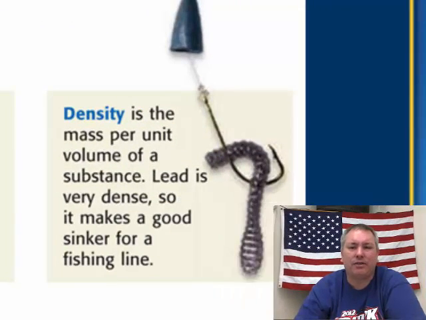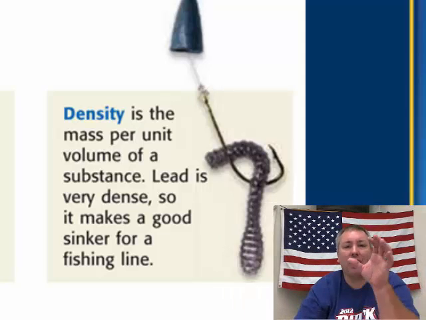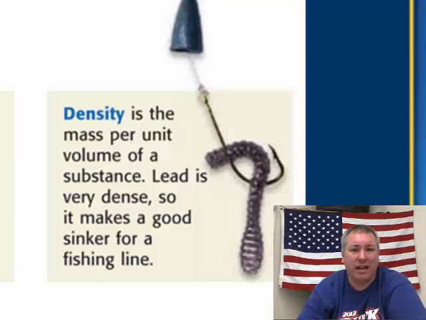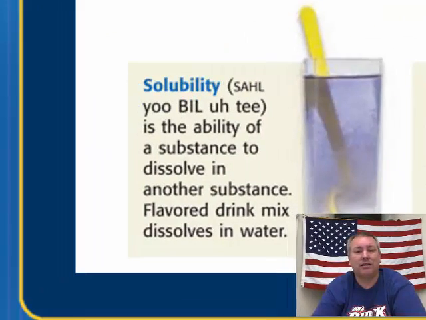Density is the mass per unit volume of a substance. In other words, how much mass is in that particular substance. Lead is a good example. When people talk about a lead balloon, it flies like a lead balloon. A lead balloon will not fly because lead is way too heavy to fly. So that is lead. Solubility is the ability of a substance to dissolve into another substance.